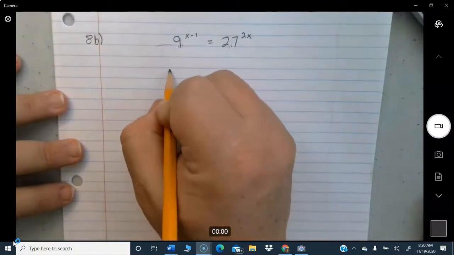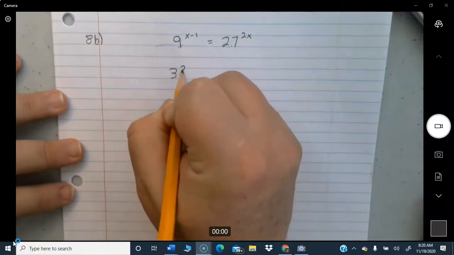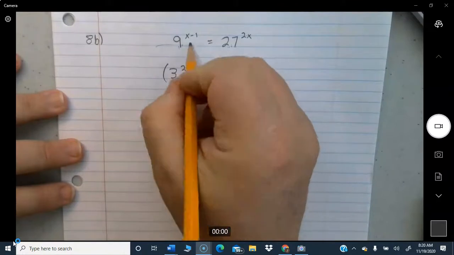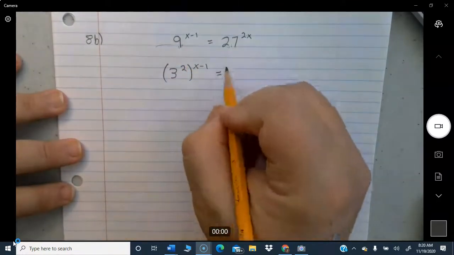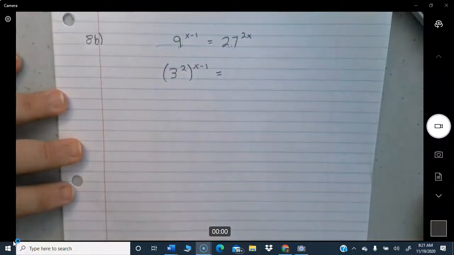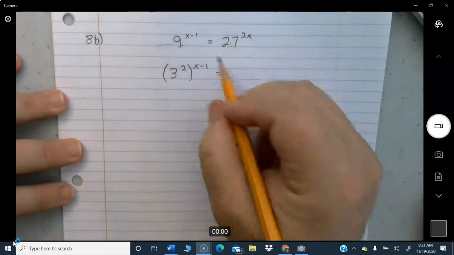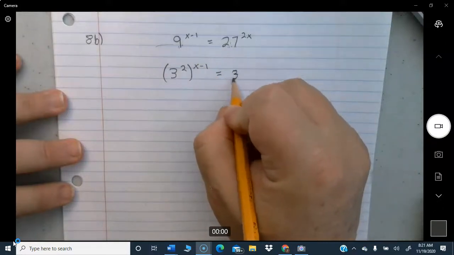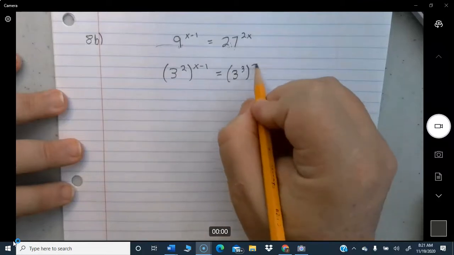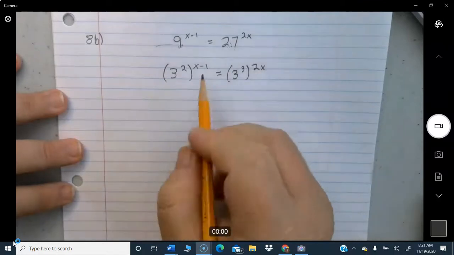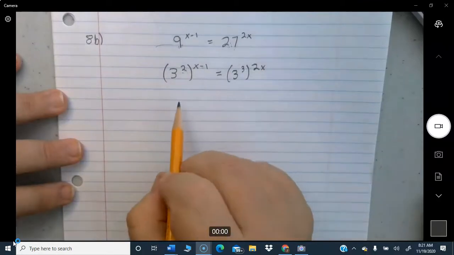So I can't use this as my common base as I did in the last problem. So 9 is going to be 3 squared, and then you have the x minus 1 on the outside. And then 27 is 3 to the third. So you kind of have to know your exponents, how they work. You have to recognize that. So that's going to be 3 to the third power for 27, and that's going to be 2x on the outside. And again, the rule says we can multiply these two together.